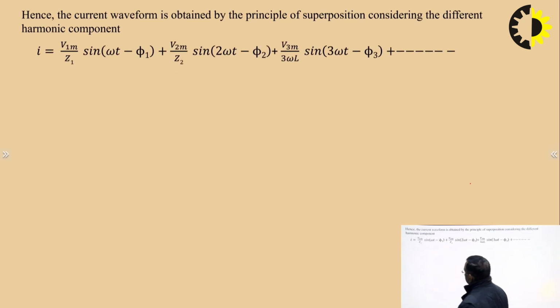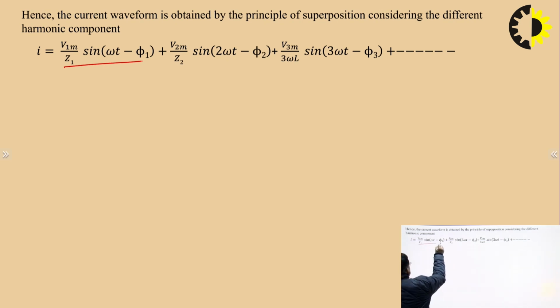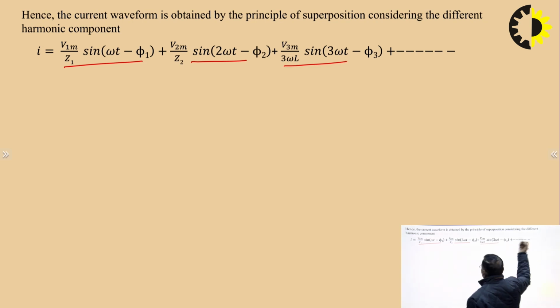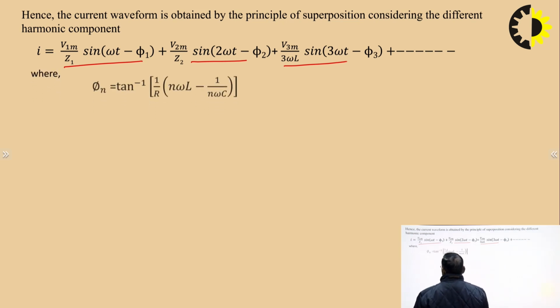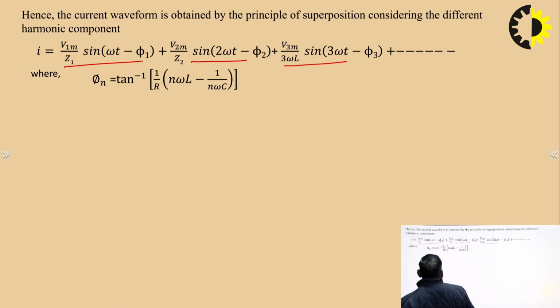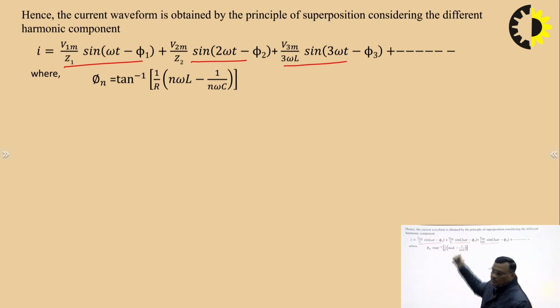So we can again get the current. This is for the fundamental component, second harmonic, third harmonic, and so on. This phi 1 comprises both the inductive and capacitive values. So this is the phase angle. Phi n is tan inverse of (n omega L minus 1 by n omega C) upon R. So this is the phase angle. This way we can calculate.